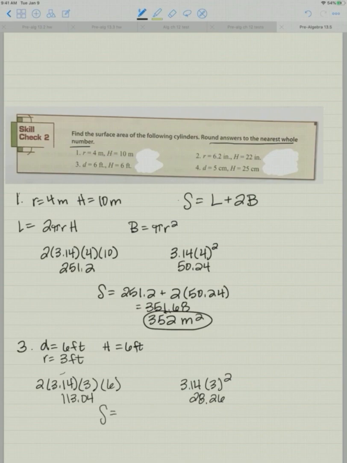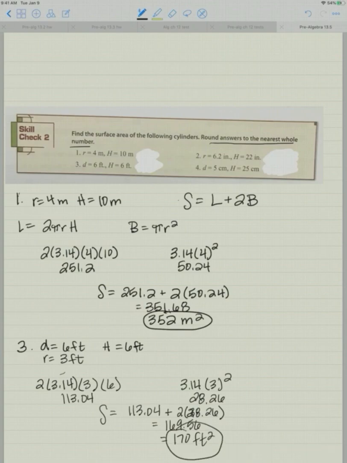Big S is equal to 113.04 lateral surface area plus 2 times the area of the base, 2 times 28.26. Sorry about that messiness right there. That gives me 169.56, which rounded to the nearest whole number is 170, and let me check my units, feet squared.